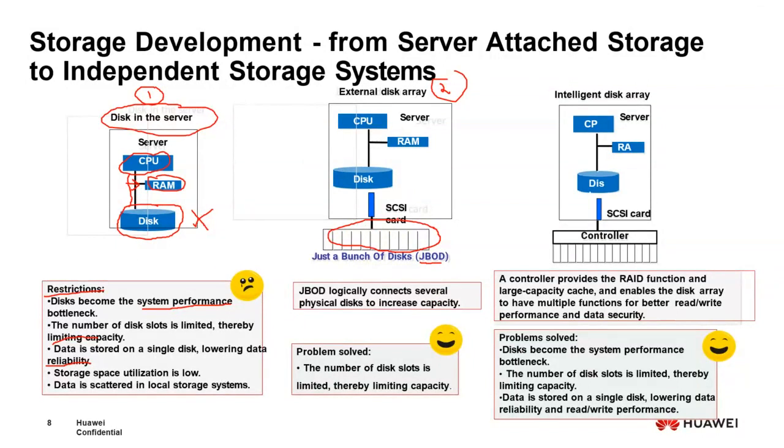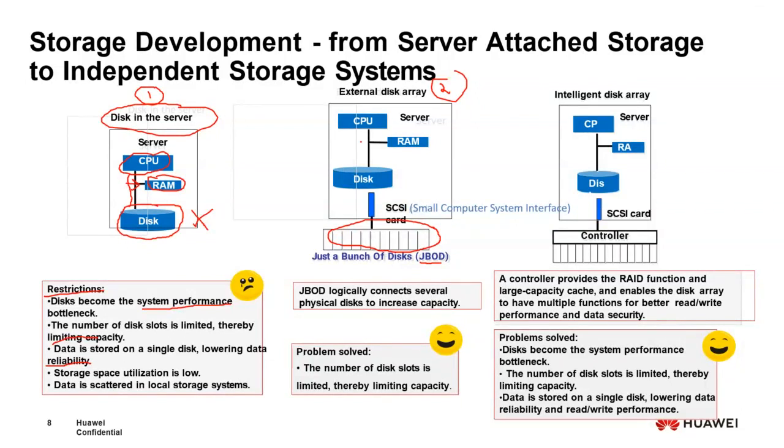JBOD is externally connected. You can simply connect it to your PC and add more disks in it. It's just like a box. Inside the box, you have connections where you can add more disks. This is done using a disk card called a SCSI card. SCSI is also called Small Computer System Interface. That's the full meaning.